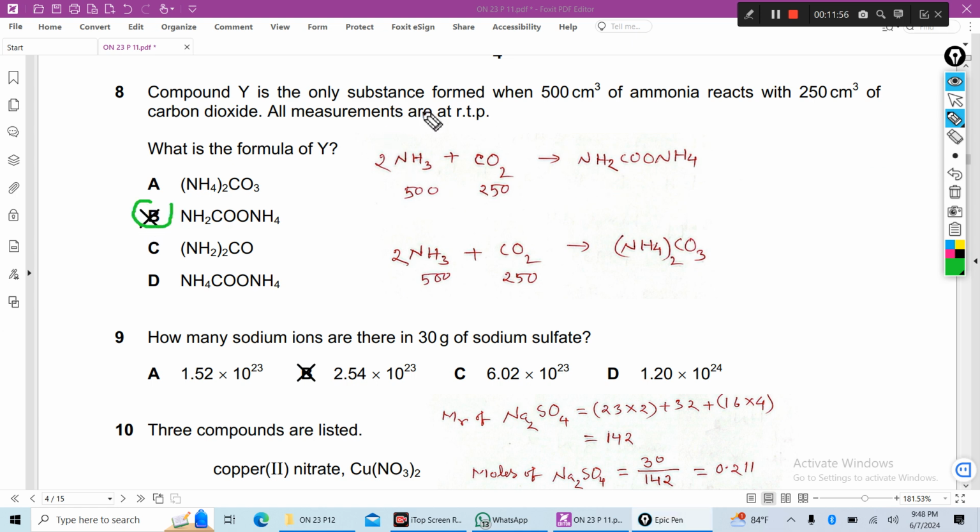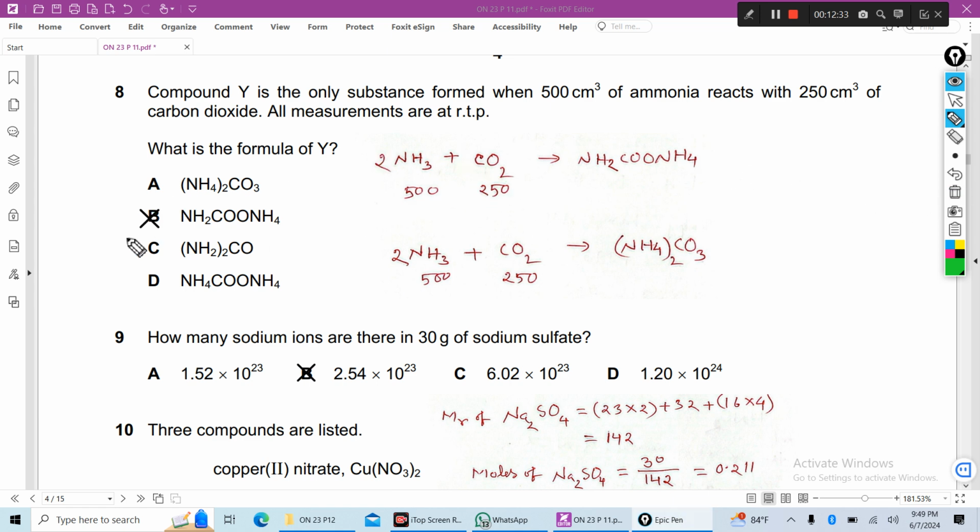Why? You see, the question is asking ammonia reacts with carbon dioxide. If ammonia reacts with carbon dioxide to produce compound B, so here 2 mole nitrogen, nitrogen 2, hydrogen 6, hydrogen 2 plus 4, 6, balanced equation. Now you see ammonia 500 centimeter cube, 2 mole, 500 centimeter cube. So this 1 mole will be 250 centimeter cube. So B is the right answer.